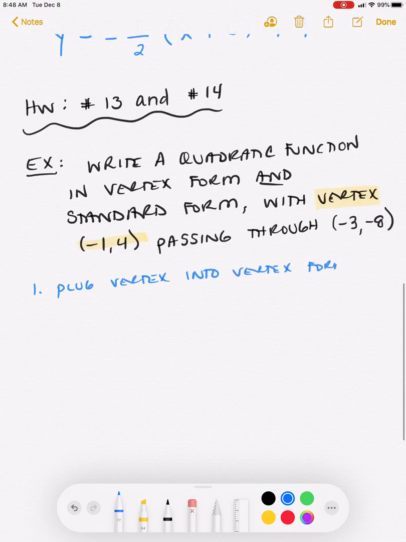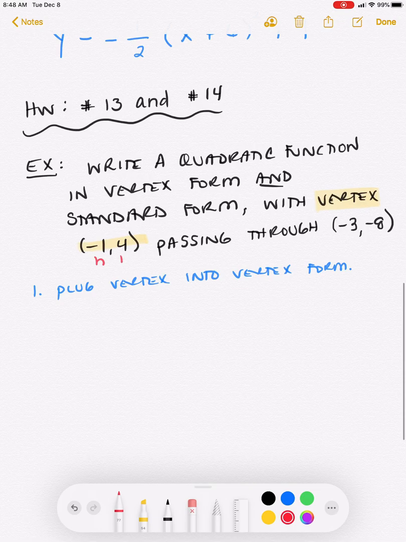Okay, so let's see what this is going to look like. In the vertex right here, this is going to be the h value of the vertex, and this is the k value of the vertex. So vertex form looks like y equals a times (x minus h) squared plus k. Well, when we plug this in, we need to leave the a value because we still don't know what the width of the parabola is.